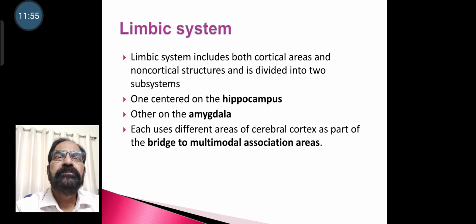Limbic system includes both cortical and non-cortical structures and is divided into two subsystems, one centered on hippocampus, other on the amygdala. Each uses different areas of cerebral cortex as a part of bridge to multimodal association areas.